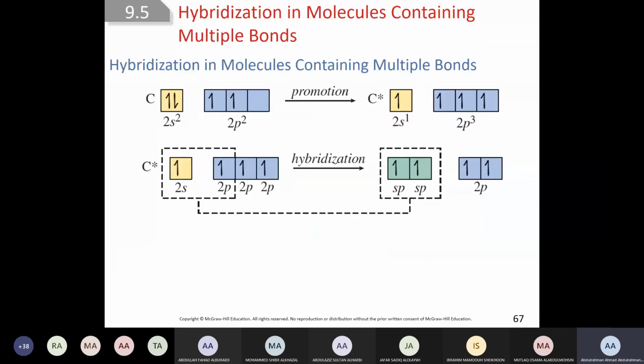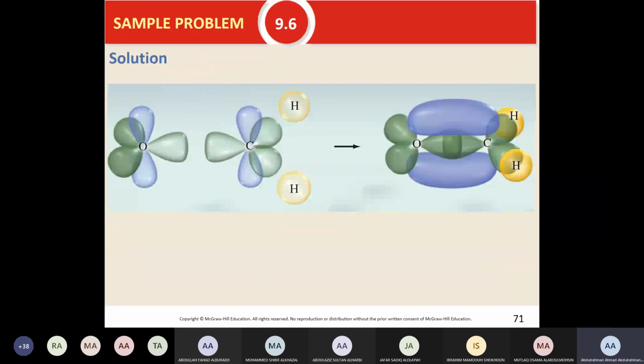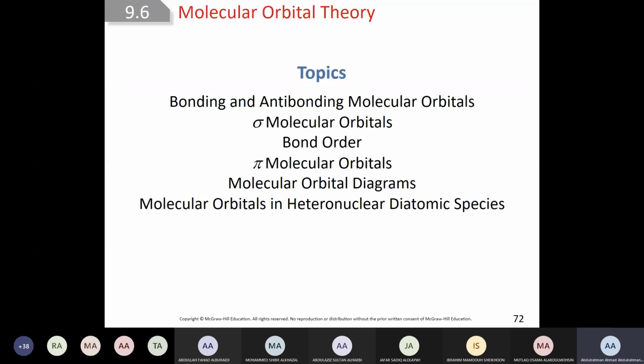Next, after that, we have another theory, a completely different theory. It's called molecular orbital theory. We sometimes refer to it as MO theory, but rarely. We call it molecular orbital theory. This theory is different from the valence bond theory or the bonding theory.